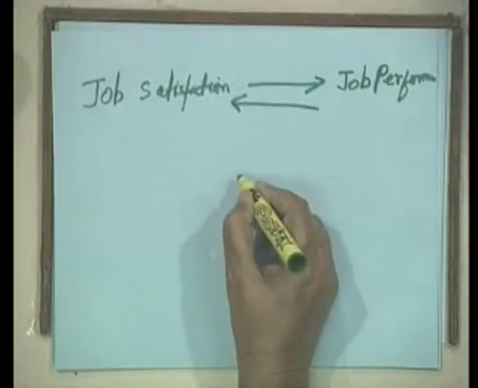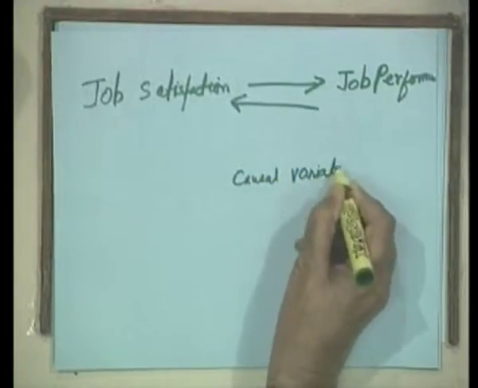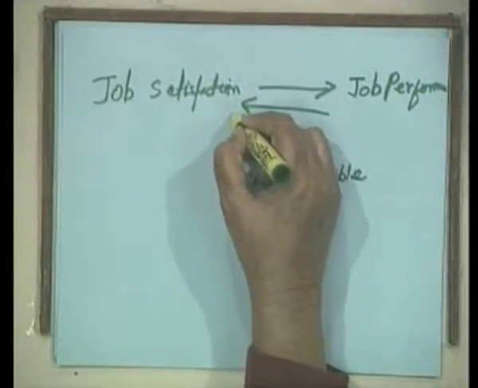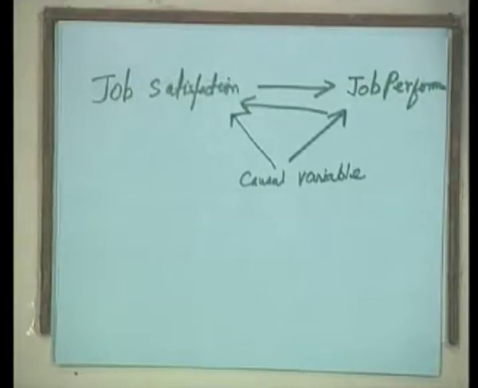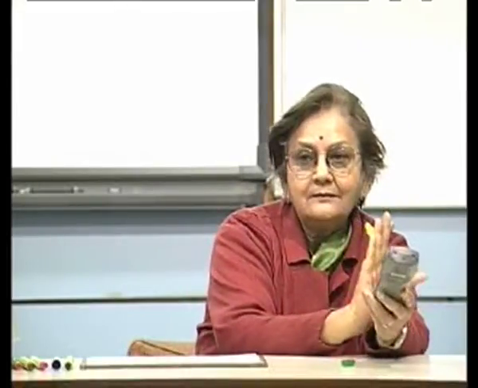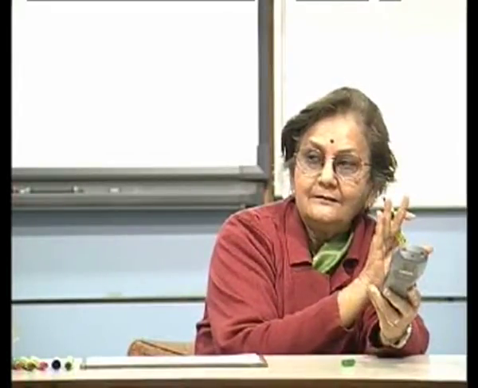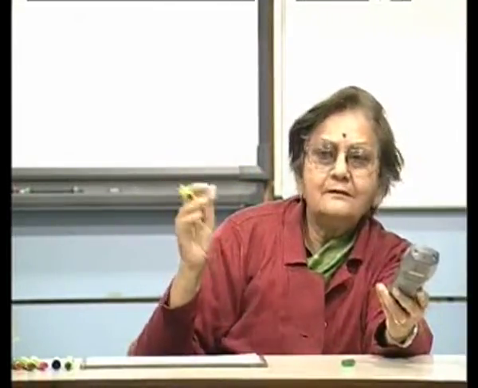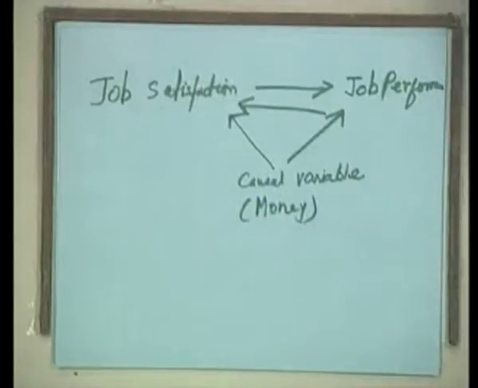There could be a factor, say for example, a third variable, which we can call a causal variable, which leads to satisfaction as well as performance. And when we calculate the relationship, it appears as if job satisfaction and job performance are highly correlated. But when we go deeper into that, we find that the relationship is actually not direct. It is because of a third causal factor. Let us say money could be a causal factor. For example, here we have also given that example of money could be a causal factor.